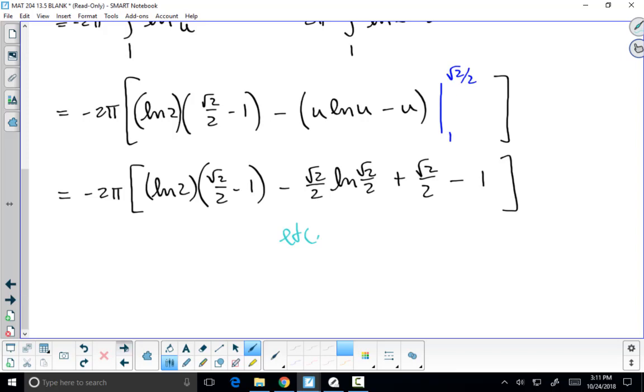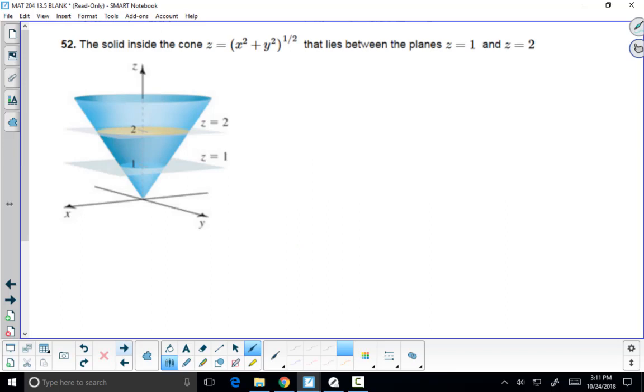All right, let's take a look at one more setup. Just the setup. It's almost 5 o'clock, so we'll do the setup only.